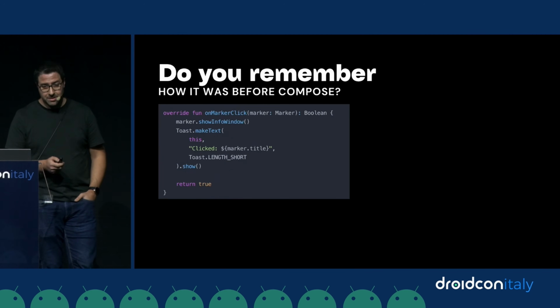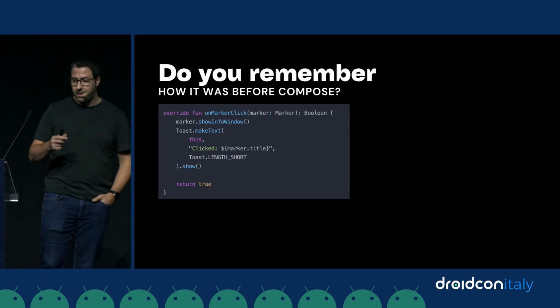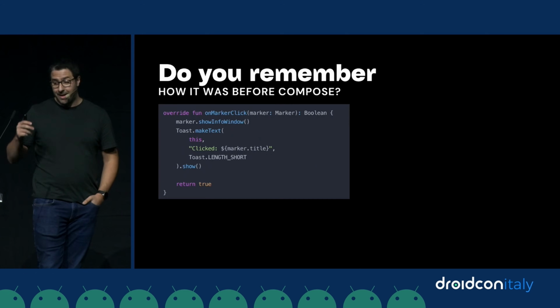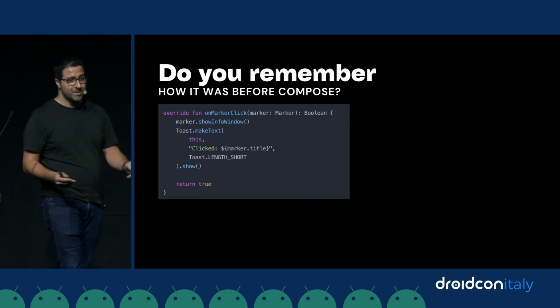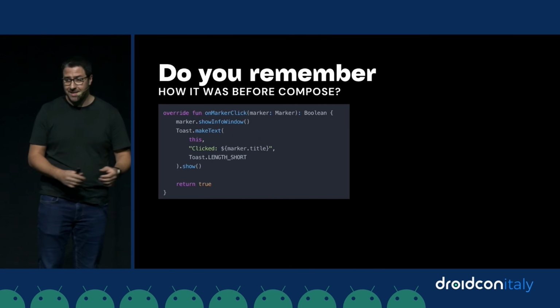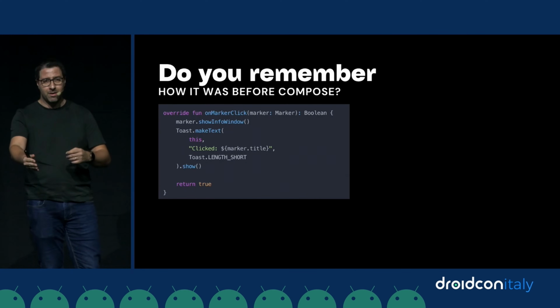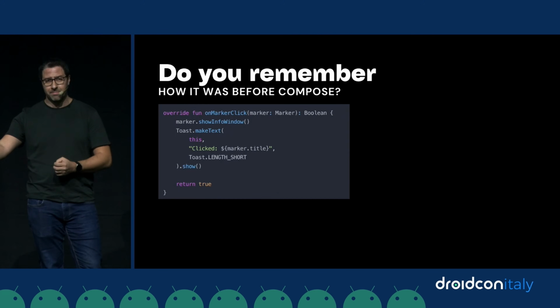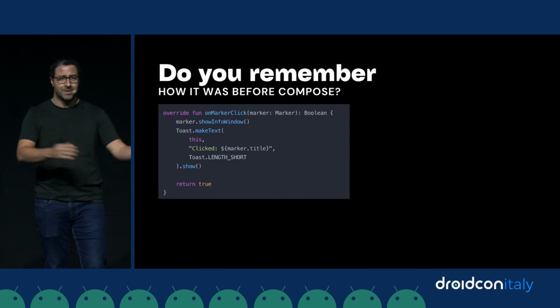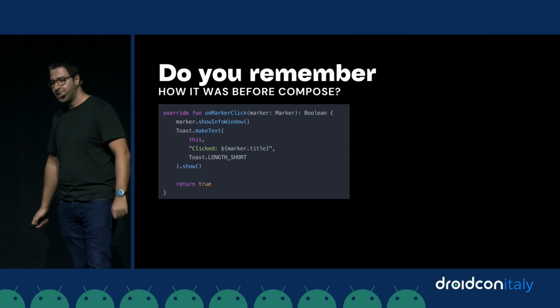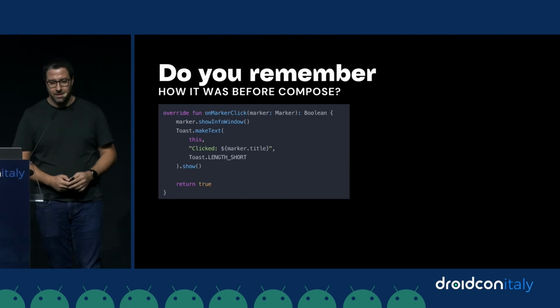And after this, you would still need to override the onMarkerClick function. Try to figure out which marker was clicked, probably by setting up some tags on the markers when you are converting your data set into markers, and then when the SDK gives you the marker, you try to figure out which marker was clicked by using that tag.